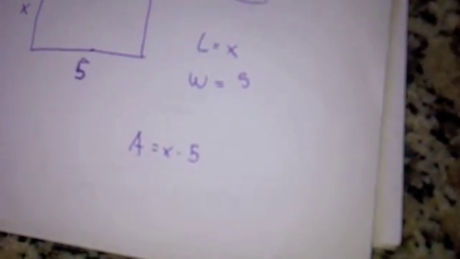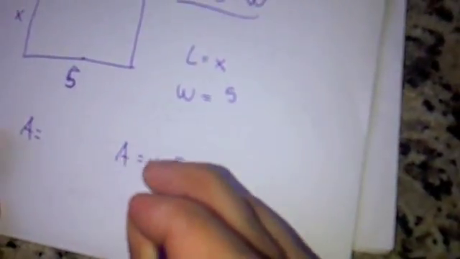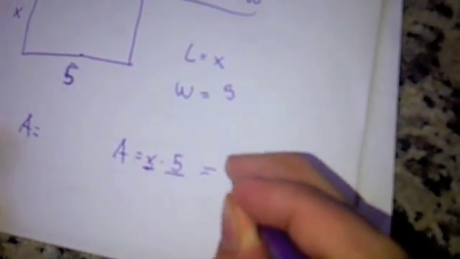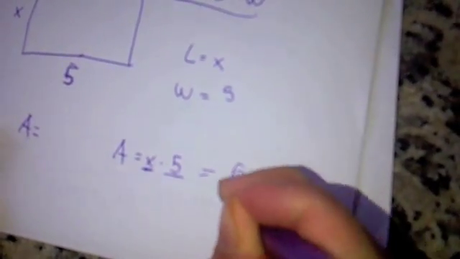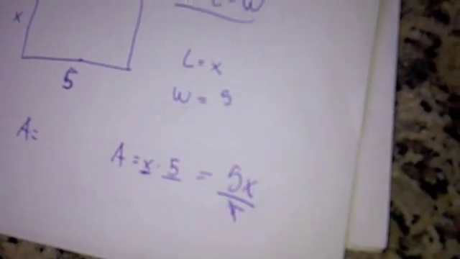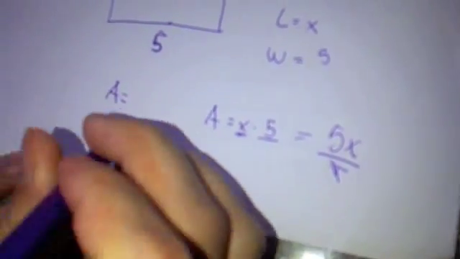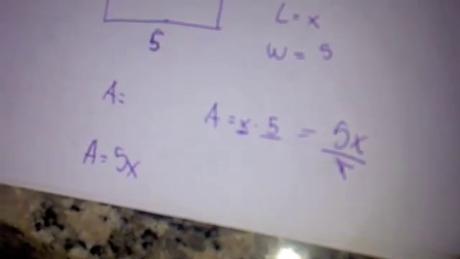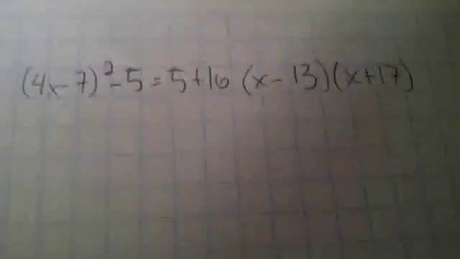Multiply x by 5 to get 5x. The area: x times 5 equals 5x. This is your final answer. Let's draw it here. A equals 5x.